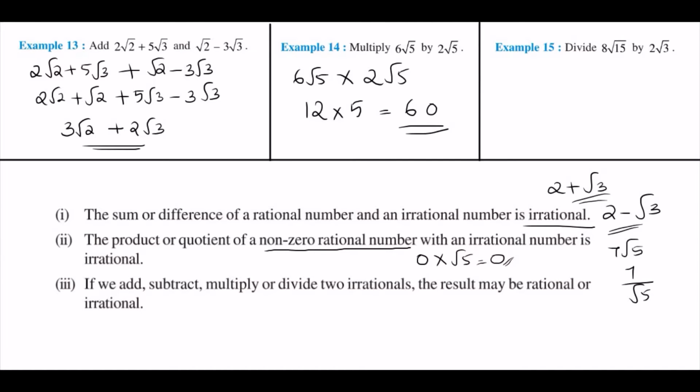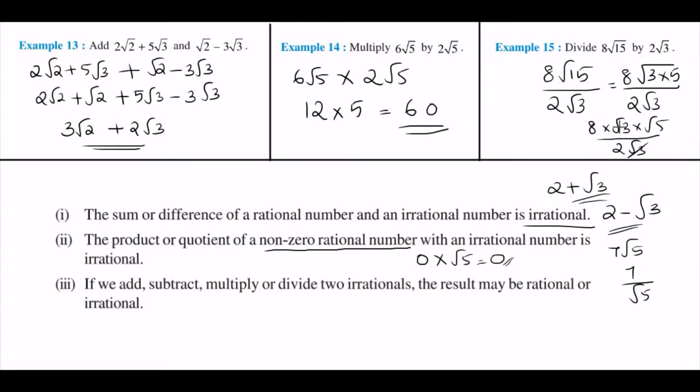Now let's divide 8 root 15 by 2 root 3. These two are irrational numbers. So 8 root 15, you can write it as 8 and root 15 can be written as, when you factorize 15, you will get 3 into 5. And here it is 2 root 3. So this can be written as 8 into root 3 into root 5 by 2 root 3. So this root 3 and root 3 get cancelled. 2 and 8, you will get 4. So 4 root 5 is the answer. That is, when you divide 8 root 15 by 2 root 3, you get an irrational number.